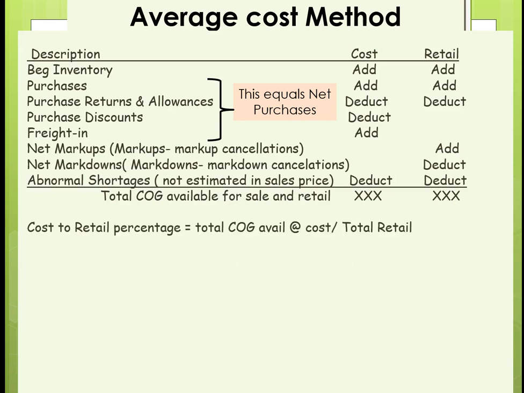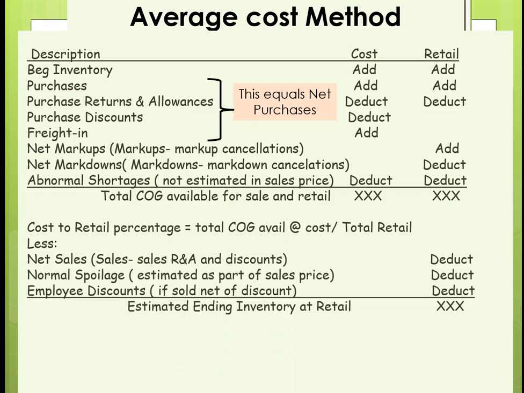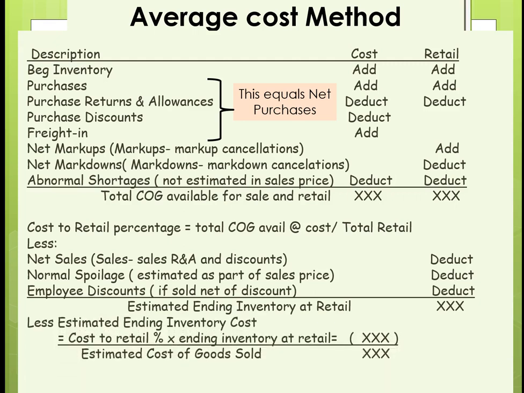You're going to take your total cost divided by the retail, and that's going to give you the percentage that you need. Then you're going to take away net sales, normal spoilage, and employee discounts to get estimated ending inventory at retail. Take that times the percentage, and that's going to give you ending inventory at cost, which you then can subtract from total cost of goods available for sale so that you can estimate cost of goods sold. Now we're going to look at an example. This you should print out. I think it'll make it very easy to solve the problems.